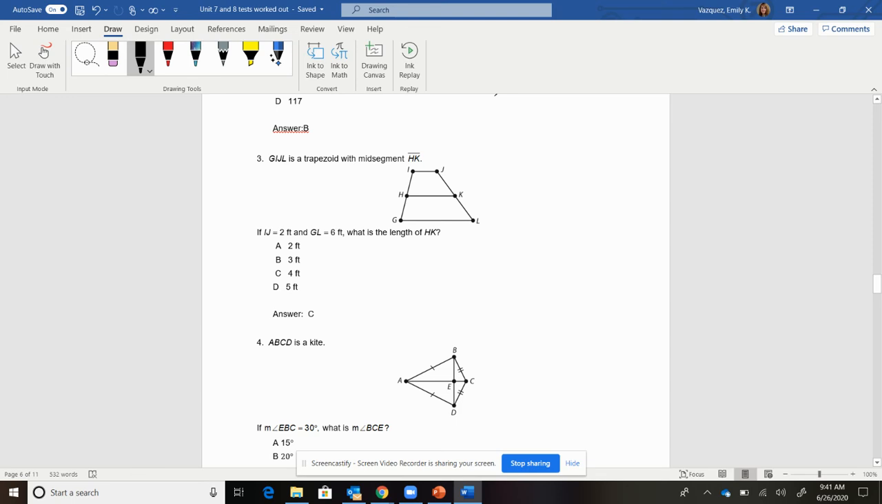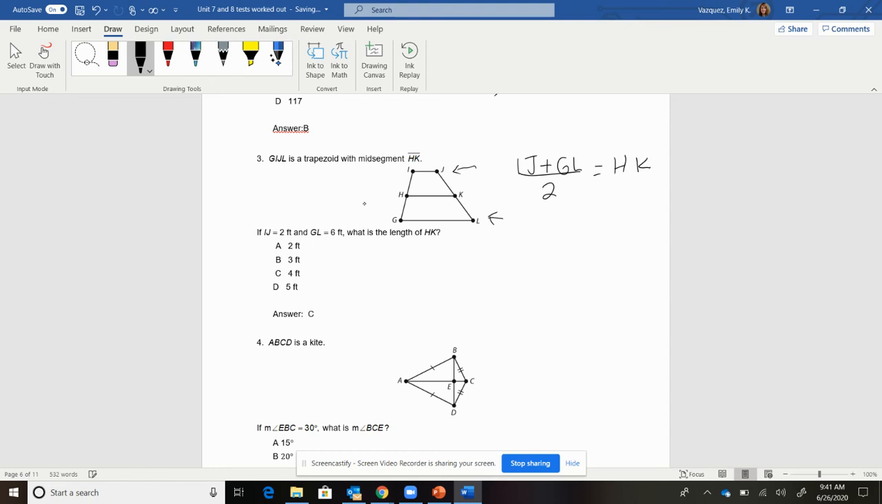Okay? The next thing that we learned about for trapezoids was this whole idea of the mid-segment. So the mid-segment formula means that we're going to take both of the outside edges, and it's kind of like you're finding your average, right? We're going to add them together and divide by 2 to get HK. So my formula for this one would be IJ plus GL divided by 2 or times 1/2, however you want to do it, equals HK.